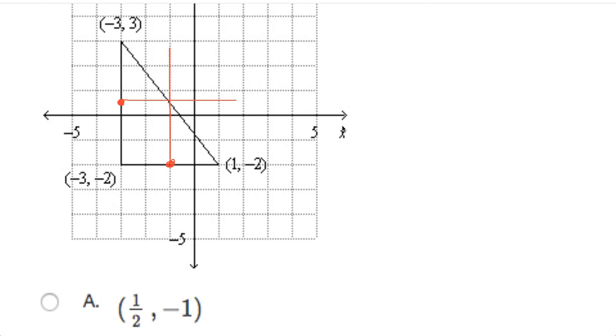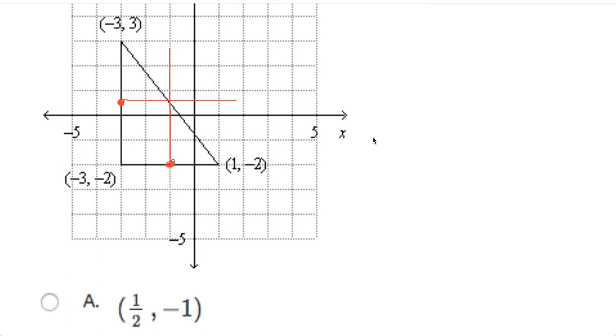Could you also just do an equation? You can, but since this is multiple choice, you can just kind of see that this is going to be at -1, and it's going to be at +1/2. Okay, -1 positive. Yeah, so x is -1.